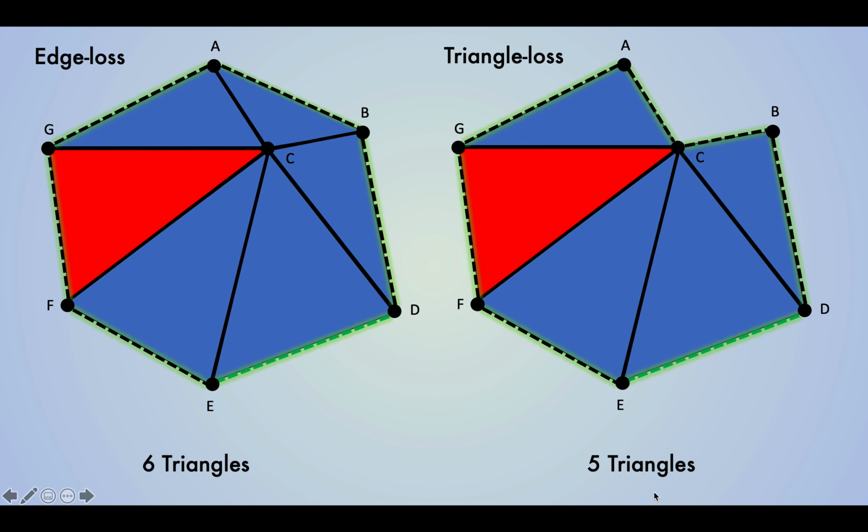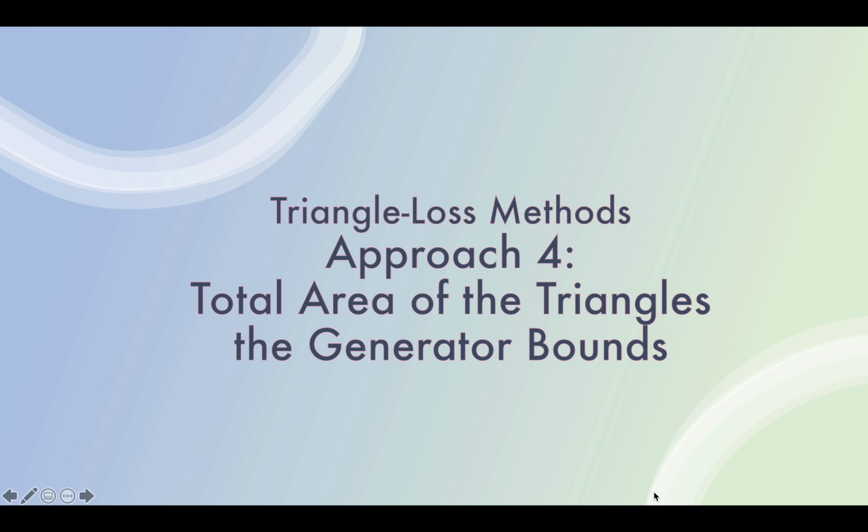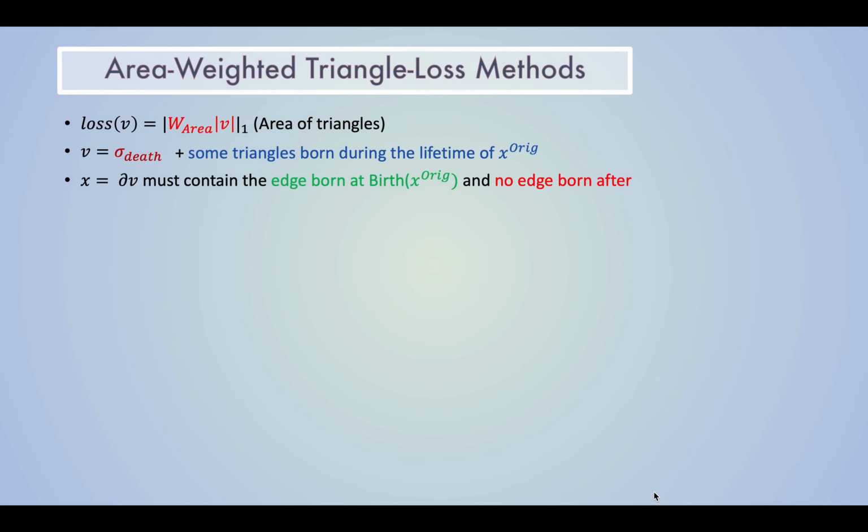Lastly, we have another triangle loss method, which defines the size of a generator as the total area of the triangles that the generator bounds. We define a weight matrix W_area whose ith entry is the area of the ith triangle, and the loss is the L1 norm of the product of W_area and V, which gives us the total area of the triangles the generator bounds. The constraints remain the same.